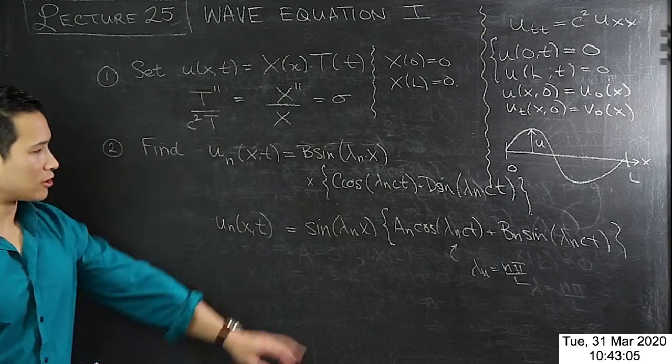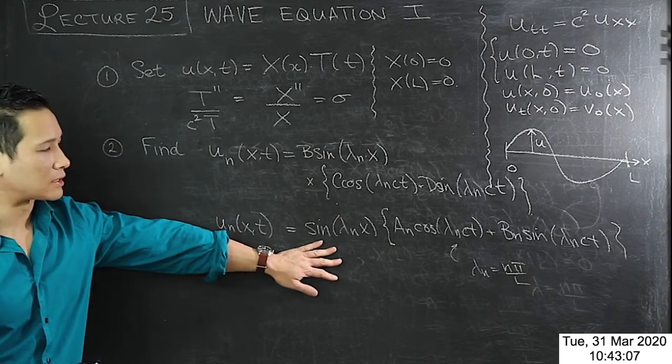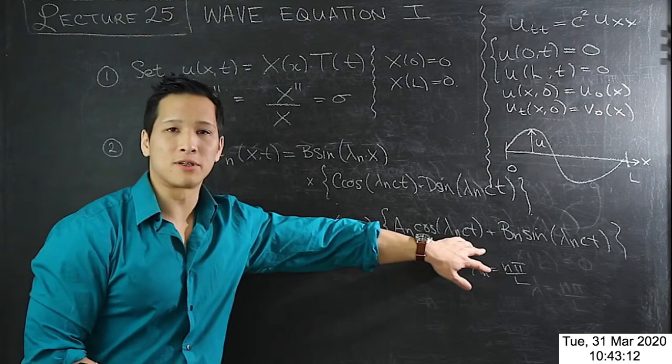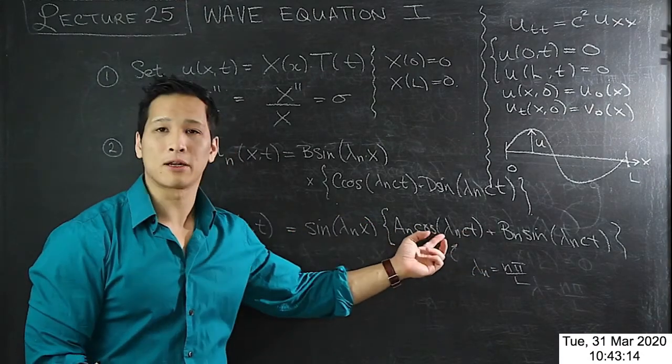Okay? So it looks a lot like the heat equation. The solution for the heat equation had this sine component in there. It didn't have these two oscillatory components in time. It had an exponential in time.